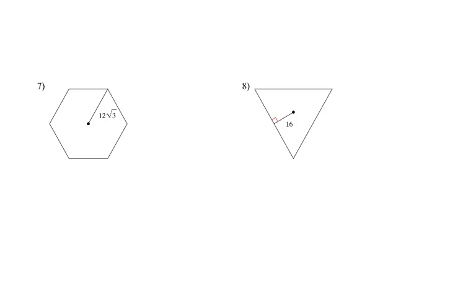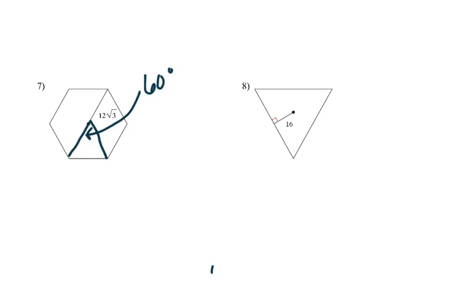So first, I'm going to draw these down here. We know that those are both 12 root 3. This one is a hexagon. It has 6 sides, so it has 6 central angles. So 360 divided by 6 means that that central angle right there is 60 degrees.